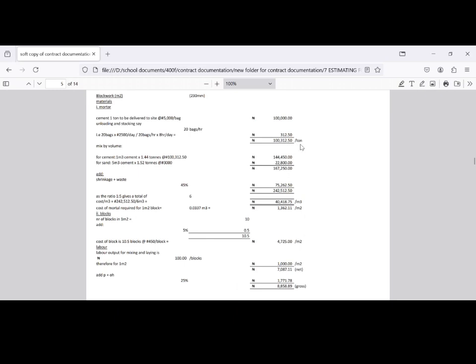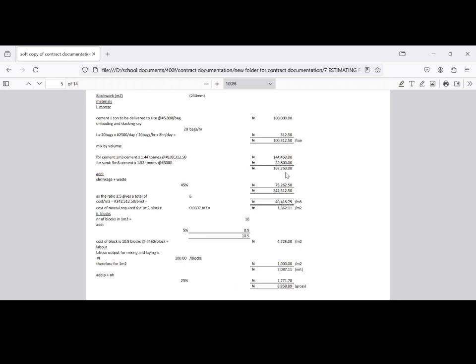Now for our cement, we already know it's 100,312.50 naira per ton. And we know 1 cubic meter of cement is equal to 1.44 ton. So it will be 1, since it's 1 cubic meter from our ratio that we need, 1 times 1.44 ton times the amount from here, which will give us 144,415. When we add these two together, we'll get this 167,215.